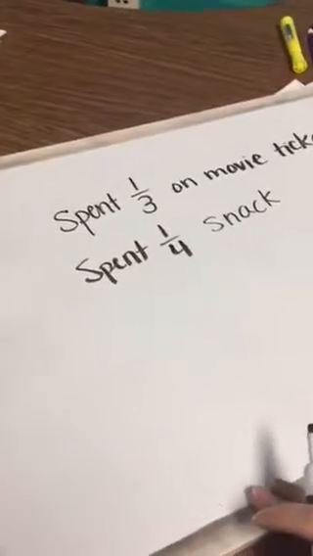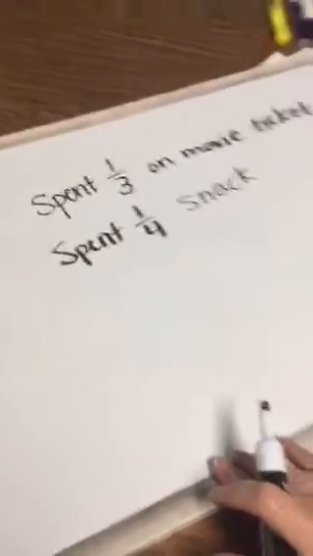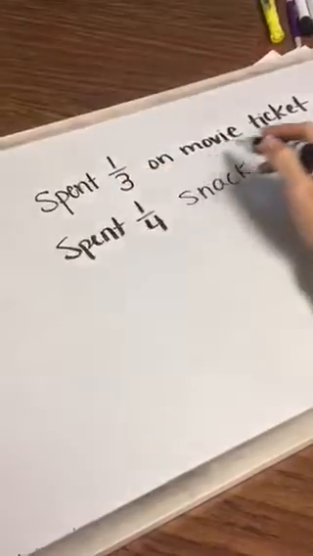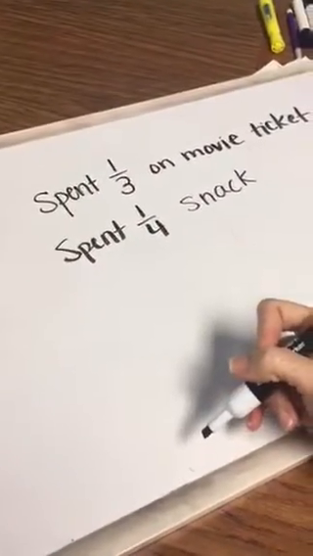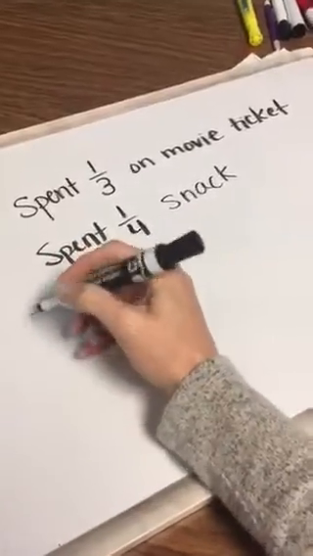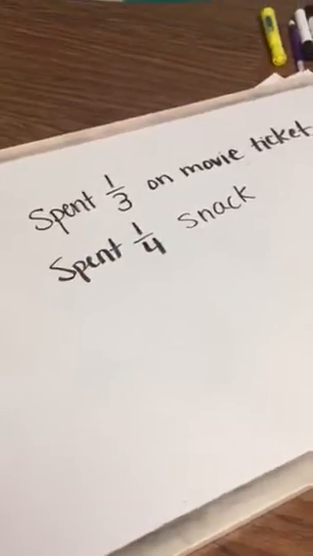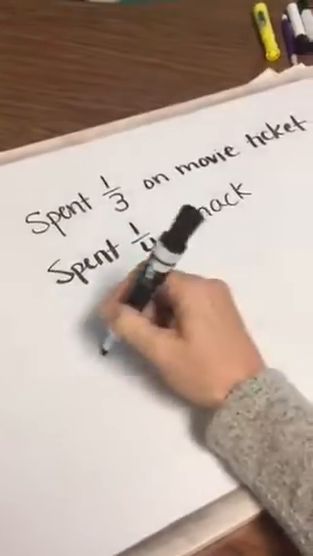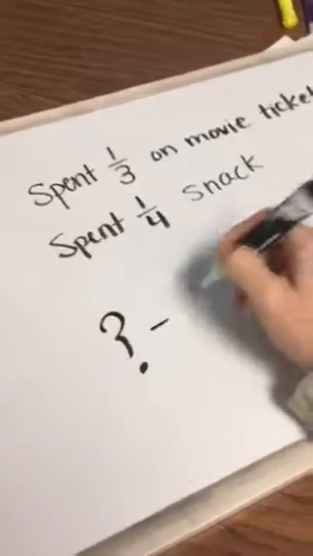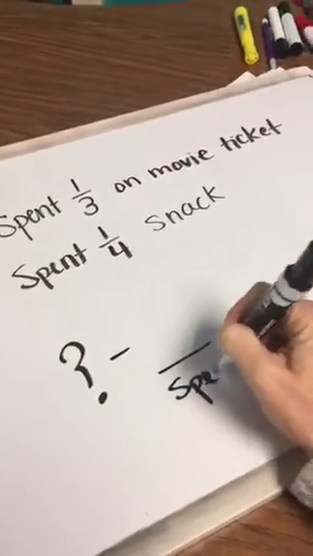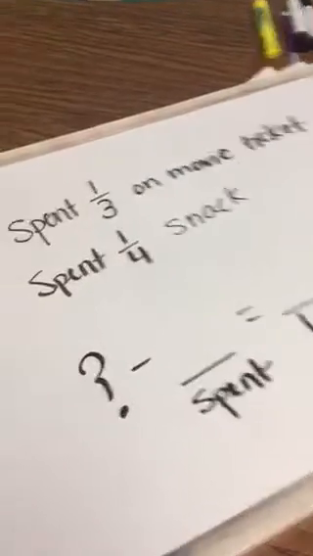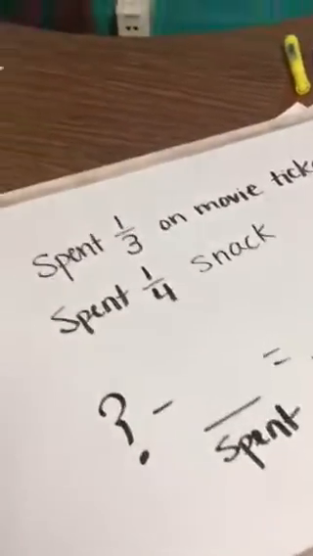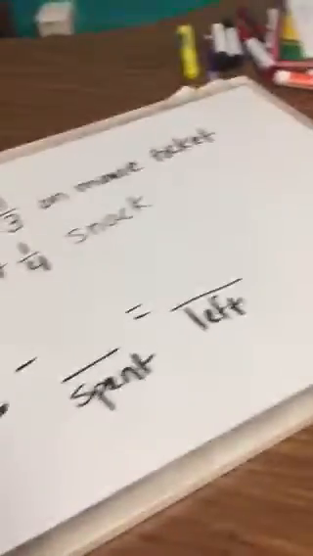Okay, we're going to look at the first question tonight on your homework. It says that Matt spent 1/3 of his money on a movie ticket and 1/4 of his money on a snack. Now, we always know that when we want to figure out how much money somebody has left over, we have to figure out what their total is minus what they spent is going to tell me how much they have left.